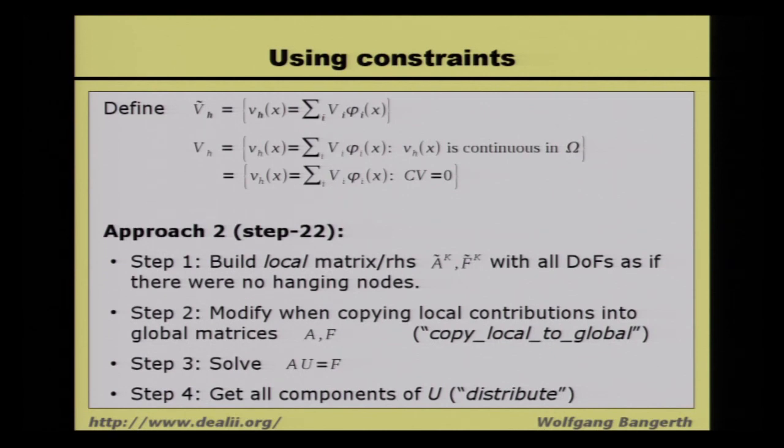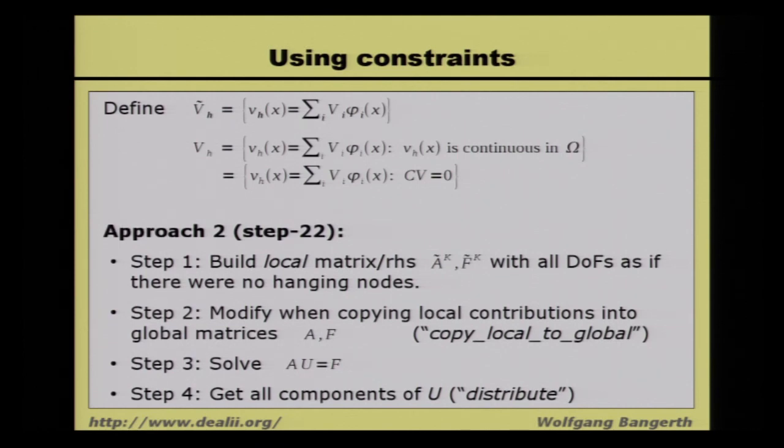Namely, we do the following. We build these local contributions A tilde K and F tilde K, just like we did in approach 1, as if there were no hanging nodes. And then in approach 1, we would just copy or add these local contributions to the global matrix and modify the global matrix in a follow-up step. In approach number 2, instead, while we copy these elements from the local contributions into the global matrix, we're already going to do the modifications at the same time.